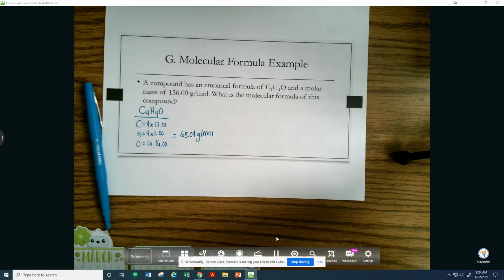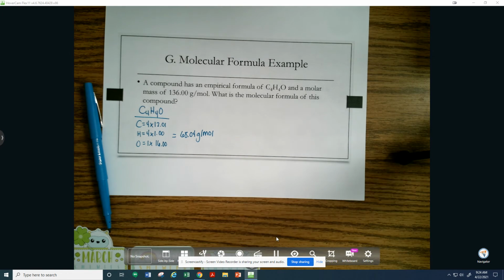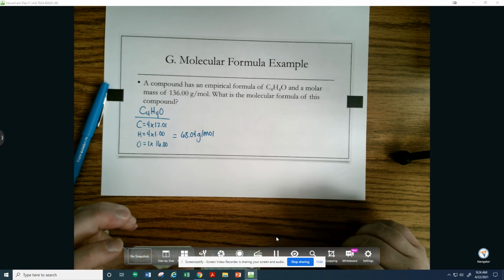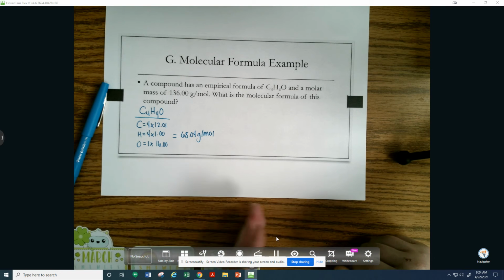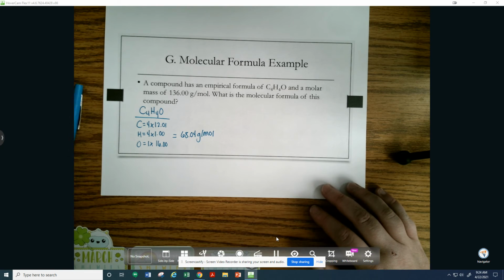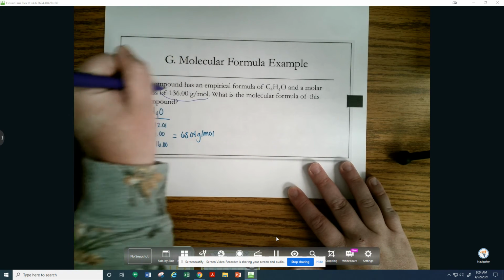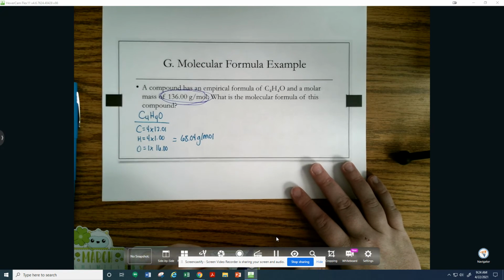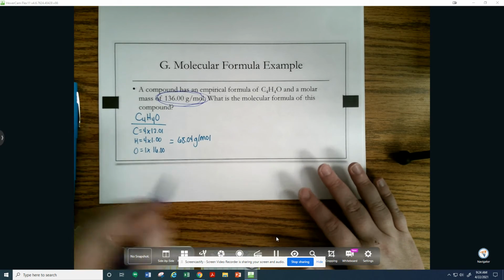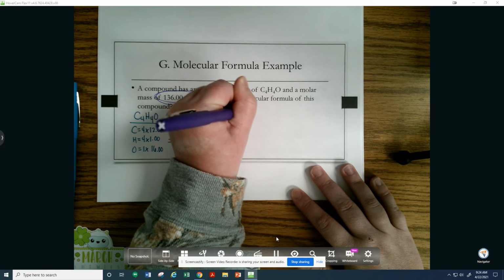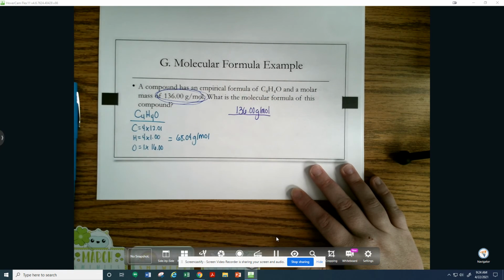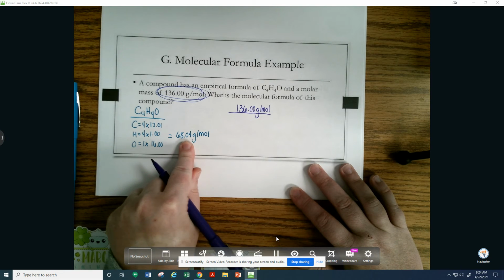Okay, so what we now need to do is figure out the relationship or ratio between the true mass of the compound versus the molar mass of the lowest ratio. The mass of the true compound must always be given to you. You will never have to calculate that. So you take that 136 divided by the lowest ratio molar mass, so that's 68.04.